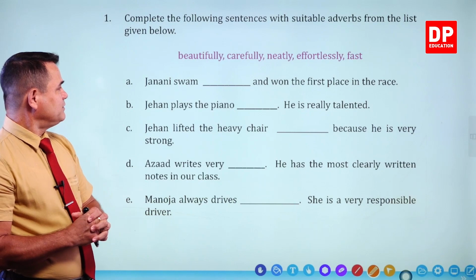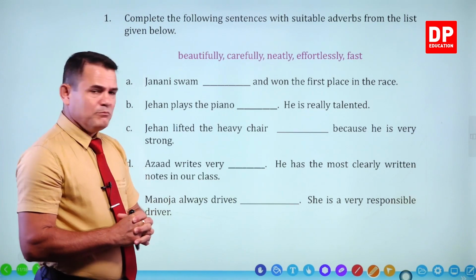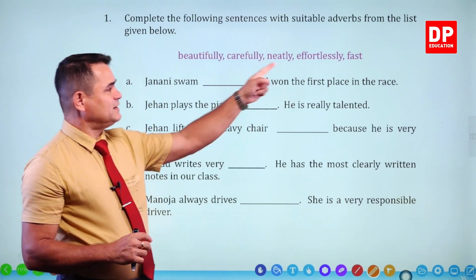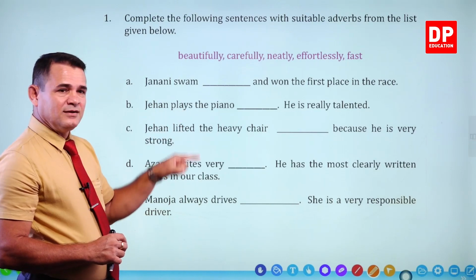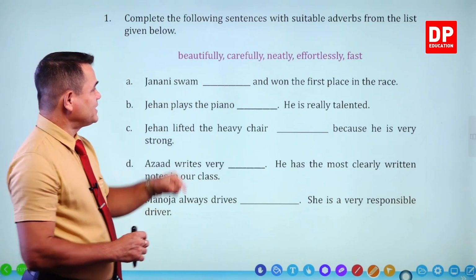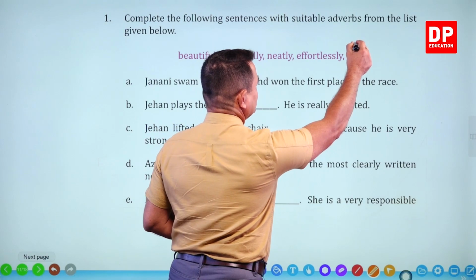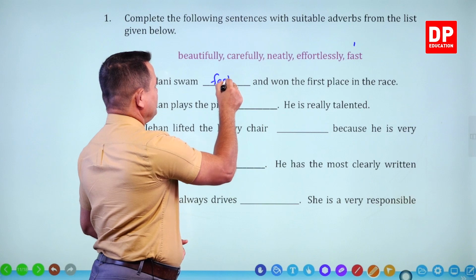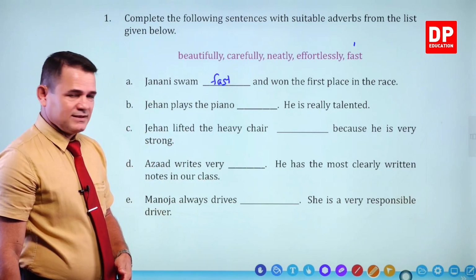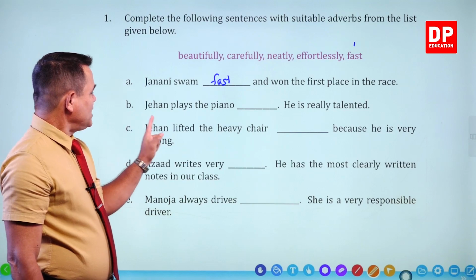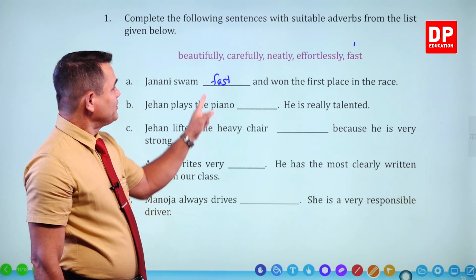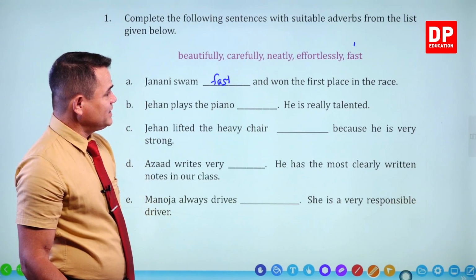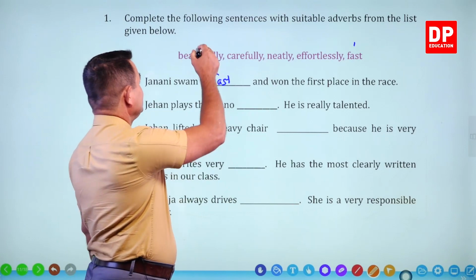Now let's do the first one. Janani swam how? Beautifully. ලස්සනට පීනලා දිනන්නේ. No, you can easily guess for the first one what is the answer. You can get this one. Ran fast for the first one. You run fast and won the first place. Jehan plays the piano. කොහොමද? And it should be beautifully. He is really talented. You can say this one.